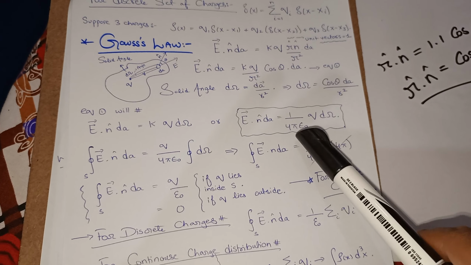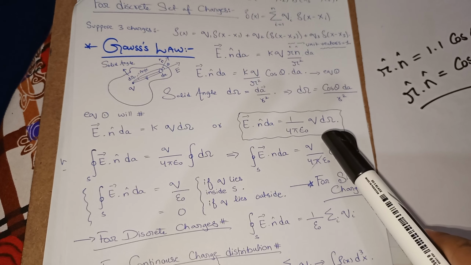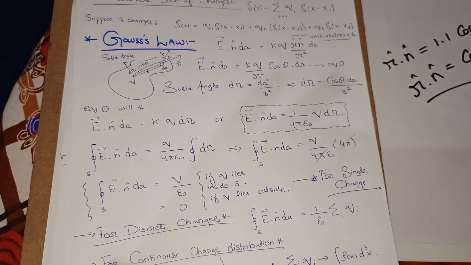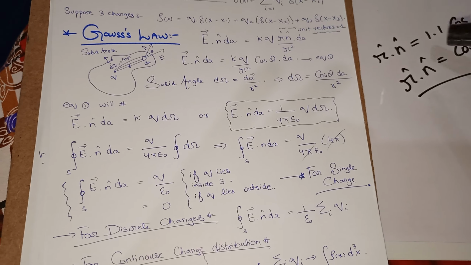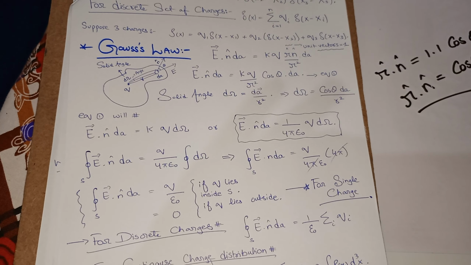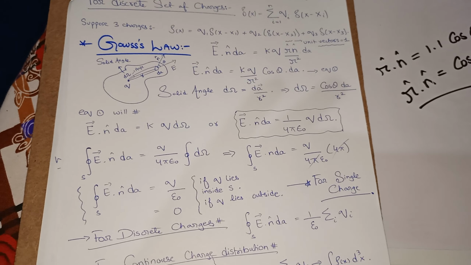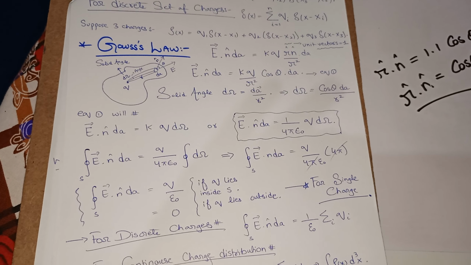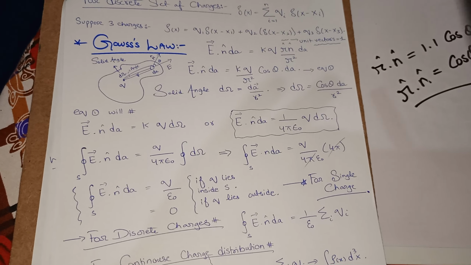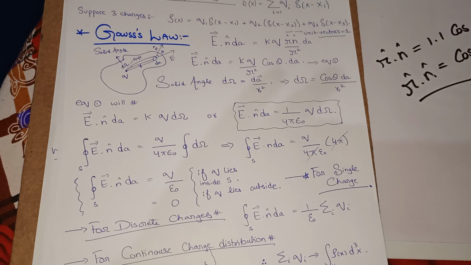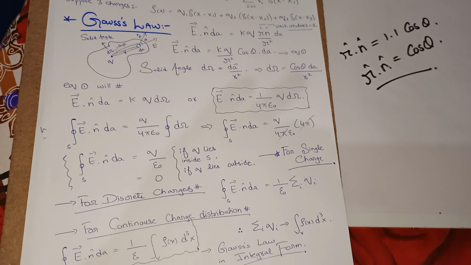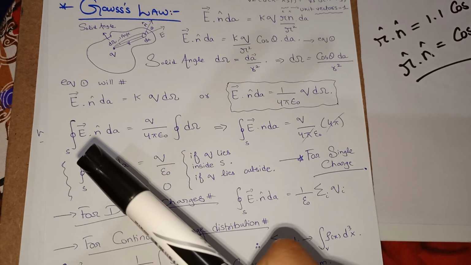So this is Gauss's law in simple form: K q d omega, or 1 by 4 pi epsilon naught q d omega. This is for one charge. But if you want to find the complete surface, if there are a number of charges on the surface of that sphere, you have to take the surface integral if you want to find the full surface charge distribution in Gauss's law.